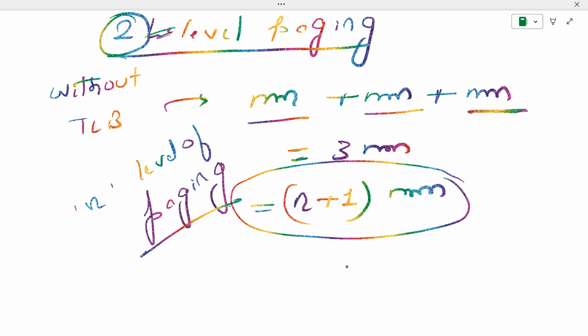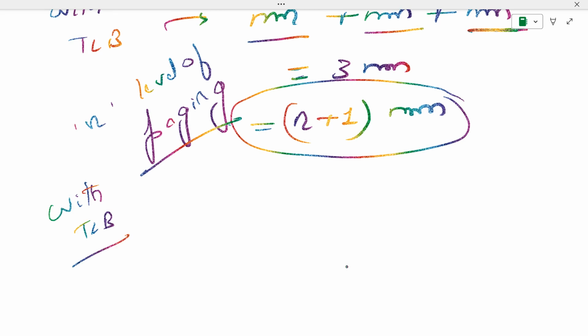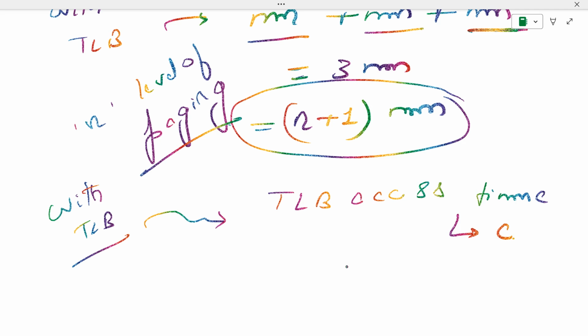Okay, but now if we say that we are using a TLB, I mean, if a TLB is added to improve the performance. So in case of paging, we saw that the TLB consists of the frequently referred pages and their corresponding page number, right? So here also, if the TLB access time is, let's say, C, and main memory access time is M, what is the EMAT if we need to calculate? So let's see what it will be.